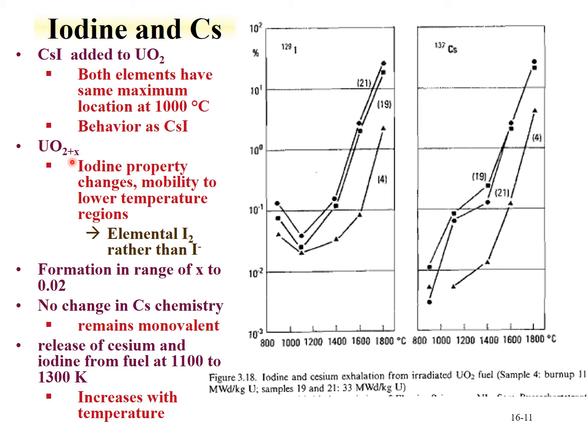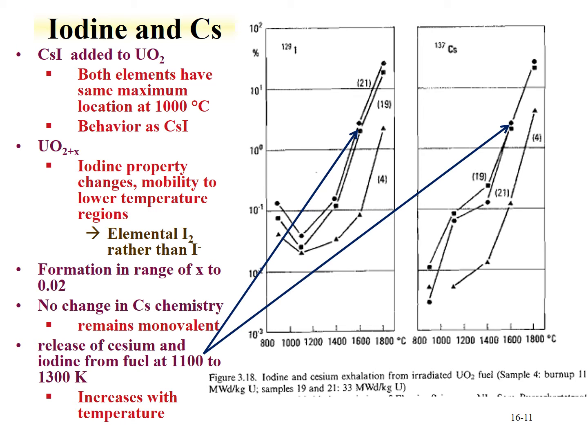If one evaluated UO2+x, the iodine property changes. There was mobility to lower regions, and this is because you would have elemental I2 rather than I minus. So the oxygen would help oxidize the iodine, keeping it elemental. And this formation changed in the range of x up to 0.02. So just a relatively small amount of oxygen can help prevent the mobility of the iodine. Cesium itself did not change under these conditions. It remains monovalent, and its oxidation isn't going to be greatly influenced by just a small addition of oxygen from the UO2+x.